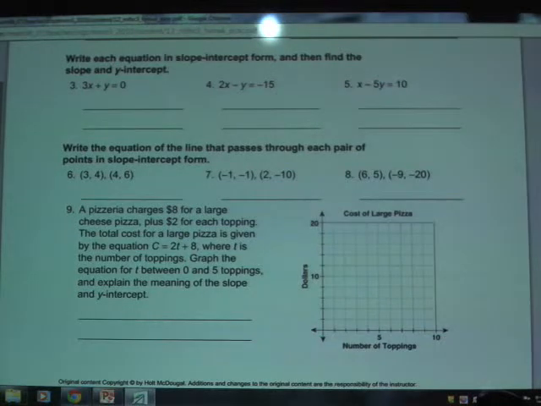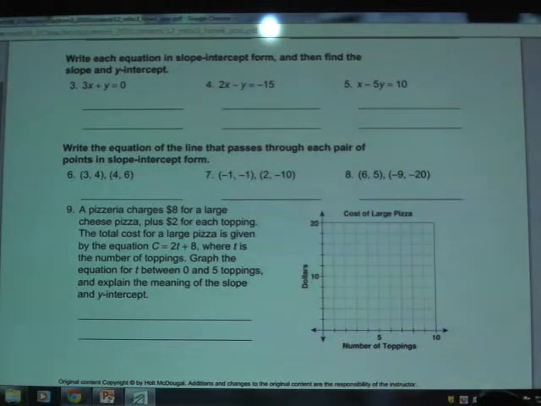Now the next three questions there, 6, 7, and 8, have a different set of directions. They're asking me to write the equation of the line that passes through each pair of points, but again, still in slope-intercept form. So the first thing you want to do is find the slope. We saw already how to find the slope in the last section.